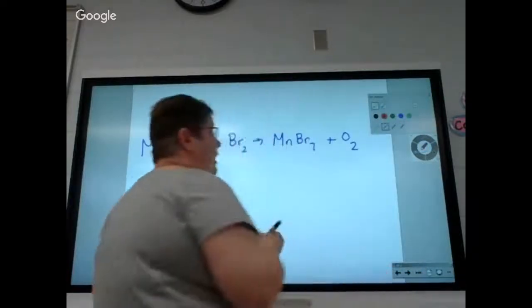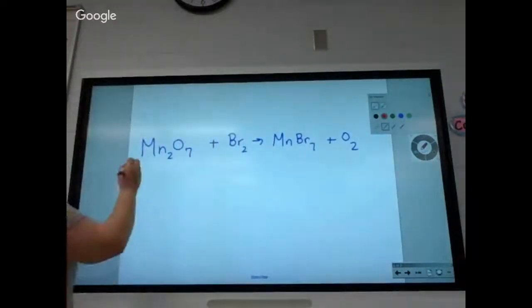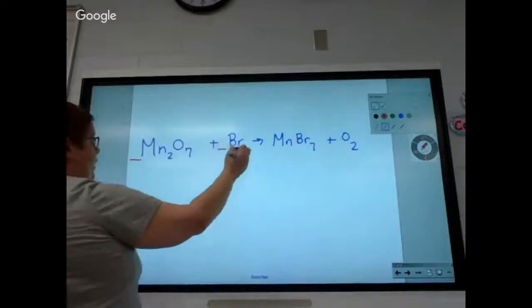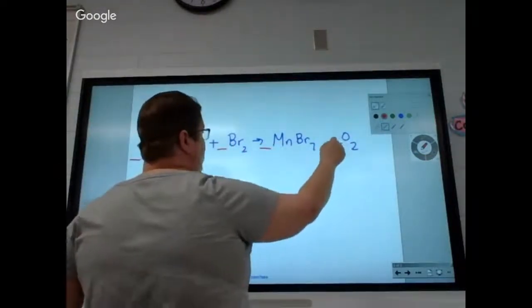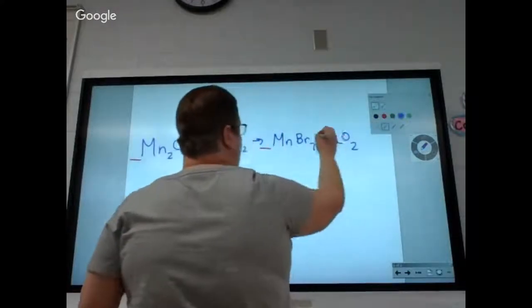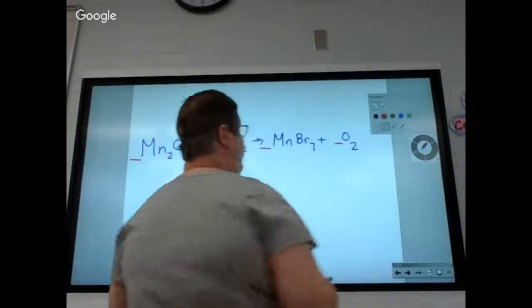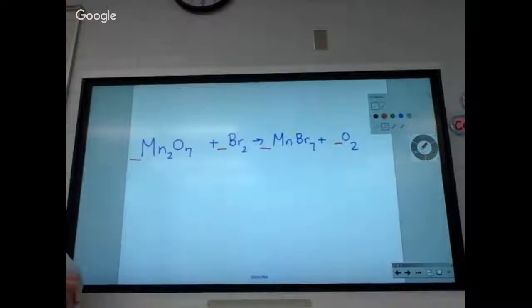All right, so again, we're going to draw the lines in. So front, front, front, front. Coefficients can't be anywhere but at the front of a compound, or an element. You cannot stick them in the middles of anything. Now, again, pick something that has a subscript on it. Don't pick something that doesn't.